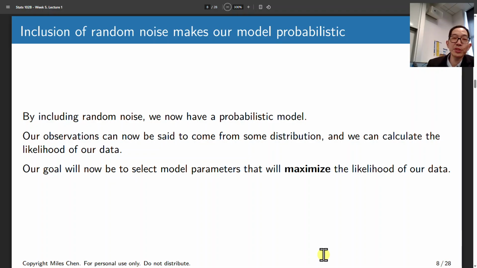And so this inclusion of random noise makes our model probabilistic. Our observations can now be said to come from some kind of distribution. And whenever you have a distribution, you can then calculate the likelihood of the data that you've observed. So now our goal is a little bit different: we are going to try to find the model parameters that will maximize the likelihood of our data. What set of W's is going to maximize the likelihood of our data?